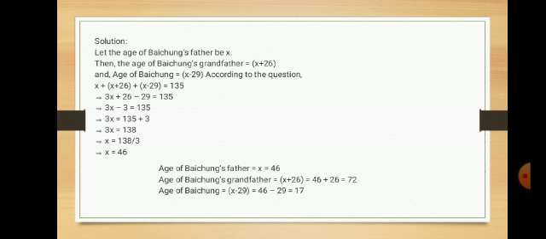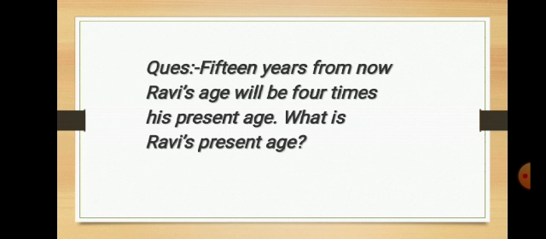The sum of all these three, 46, you can check whether your answer is correct or not according to the question. You can add all these three ages, 46 plus 72 plus 17, that is equal to 135. When you check your answer, if the sum of all these three comes to 135, it means your answers are correct. If it is not, then your answer is incorrect.